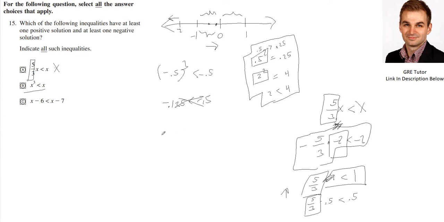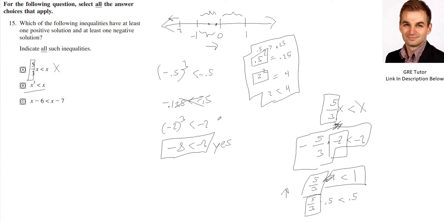What about a larger number, like -2? -2 cubed on this side becomes -8, and this side remains -2. Is -8 less than -2? Yes, that does work. Okay, so this one works. Now we have a negative that works.